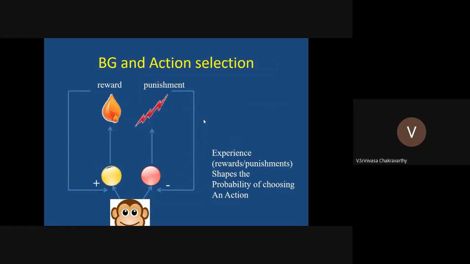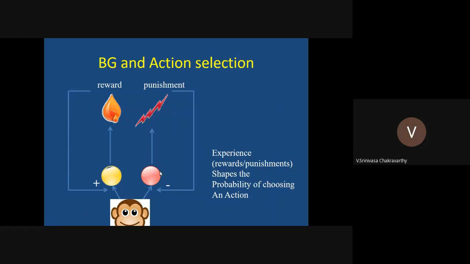So to illustrate this, let us build on this idea a little bit more. Let us say there's a monkey which is presented with two choices. One is to press a yellow button, another is to press a red button. Now it turns out that the yellow button gives it reward, which is in the form of orange juice, because that's the kind of reward that people normally give in experiments.